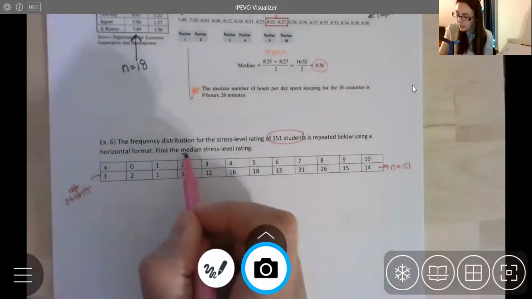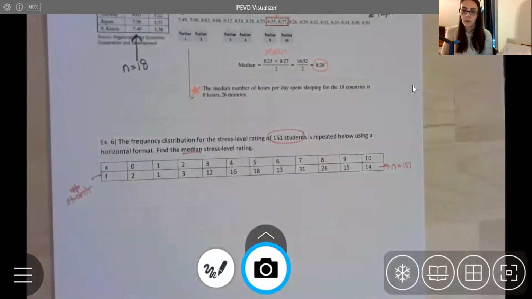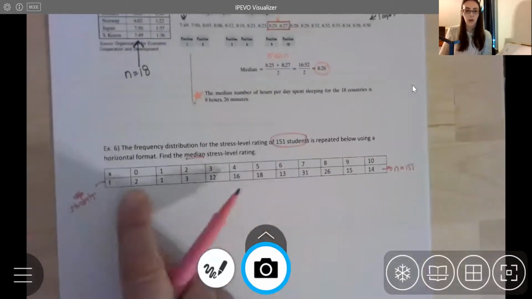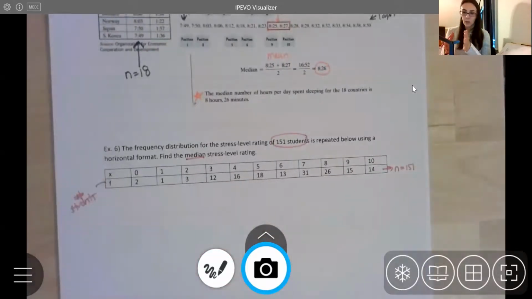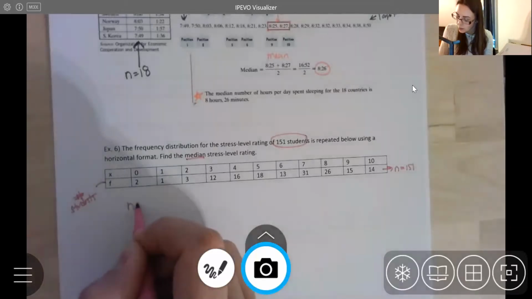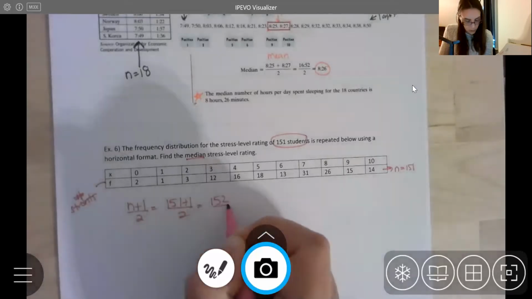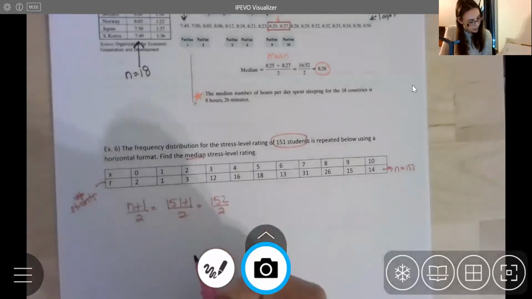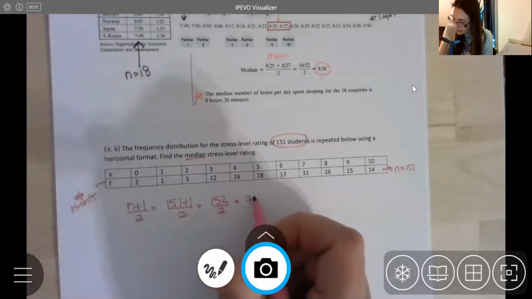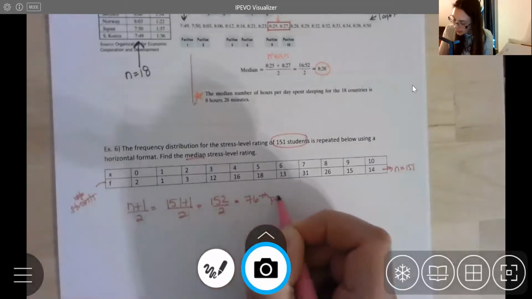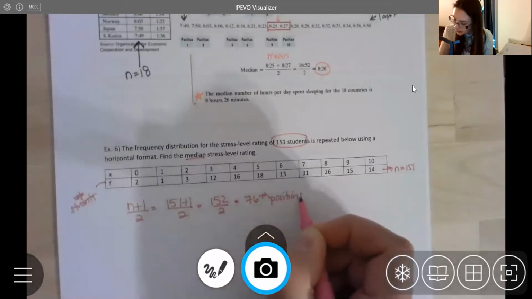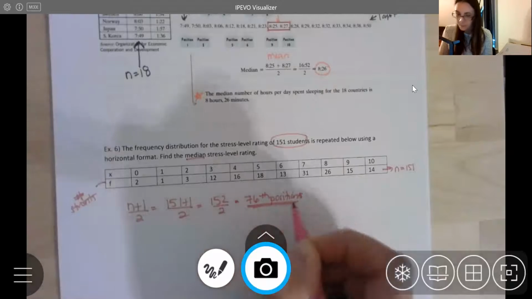So if I want to find the median, this is a great one to use the position formula for because I do not want to try to rewrite this out and count in 151 data points. That's just too much. So if I use the position n plus 1 over 2, I have 151 plus 1 over 2. It does 152 over 2. And then if I go ahead and divide those out, I get 76. So I need the data point in the 76th position.